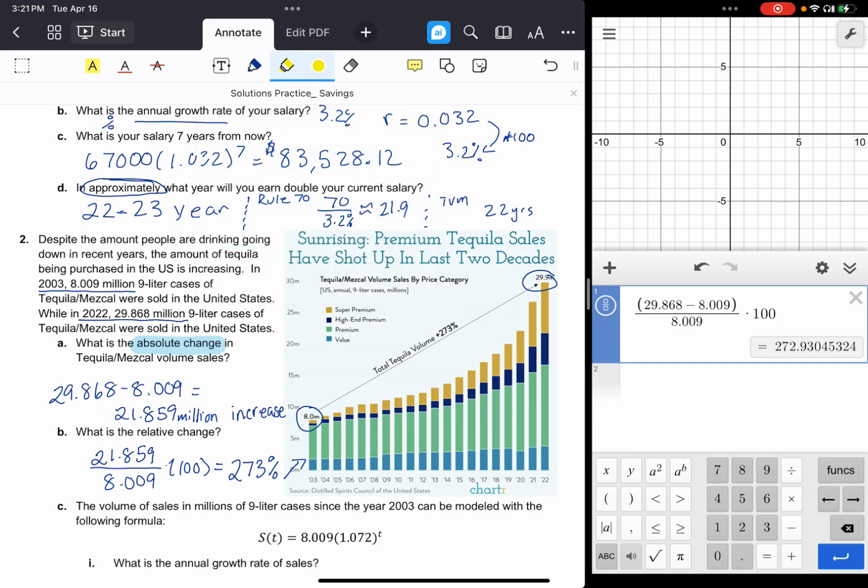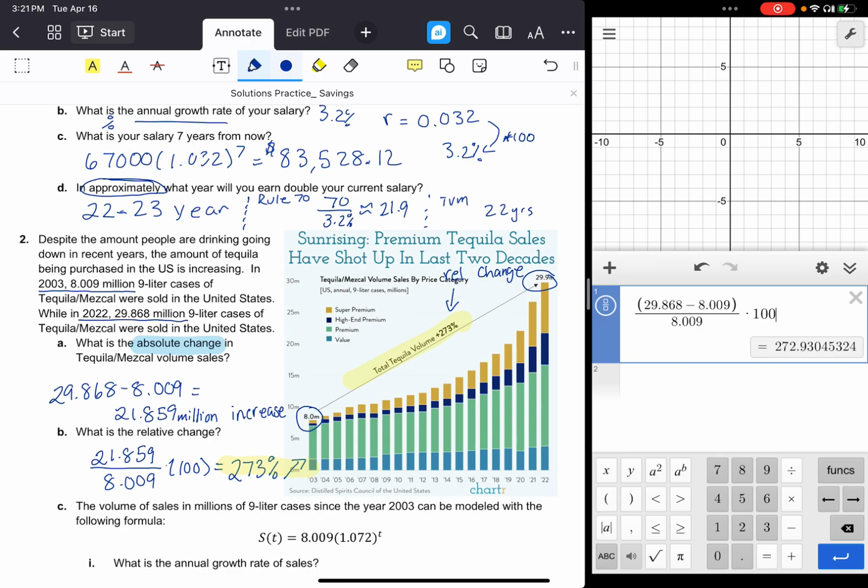And I want you to notice something. This is what I found really cool. Look right there. 273% increase, 273% increase. So that number on the graph right here, that was our relative change. Isn't that cool how they had the relative change on the graph? I thought that was really fun.